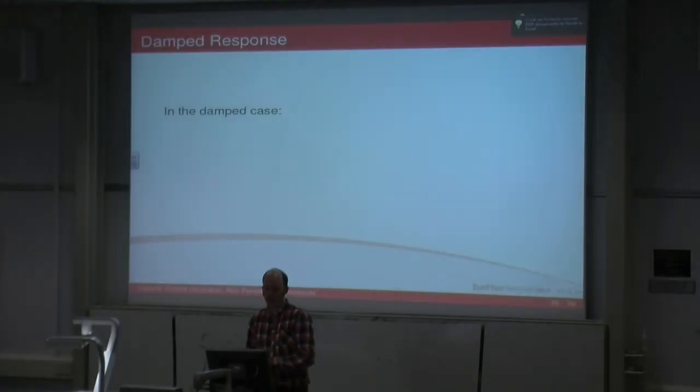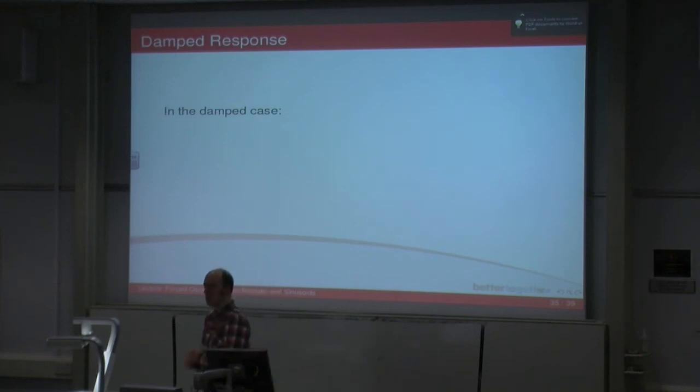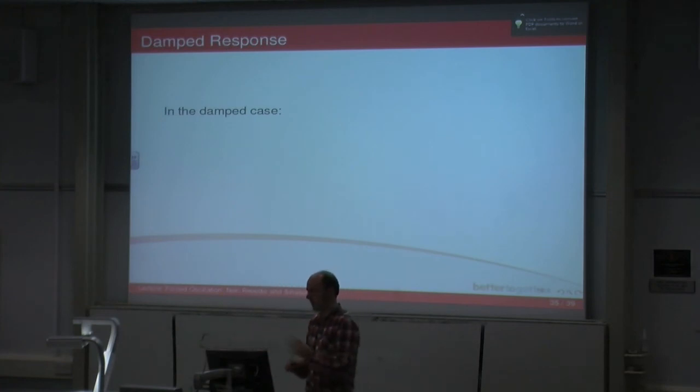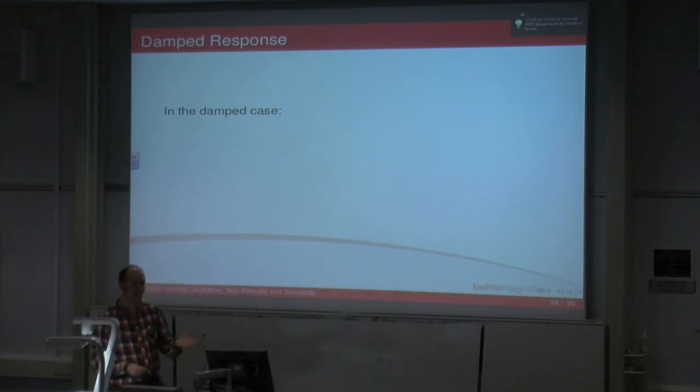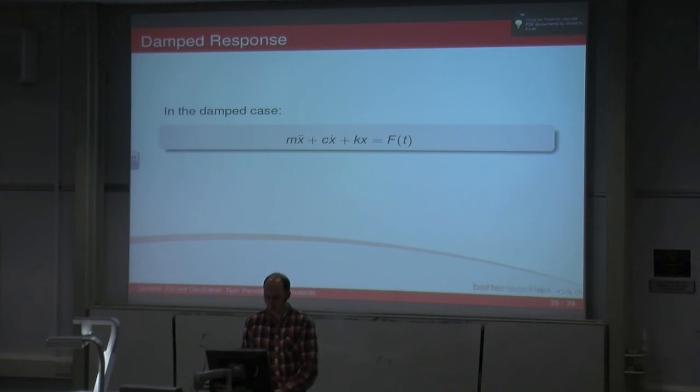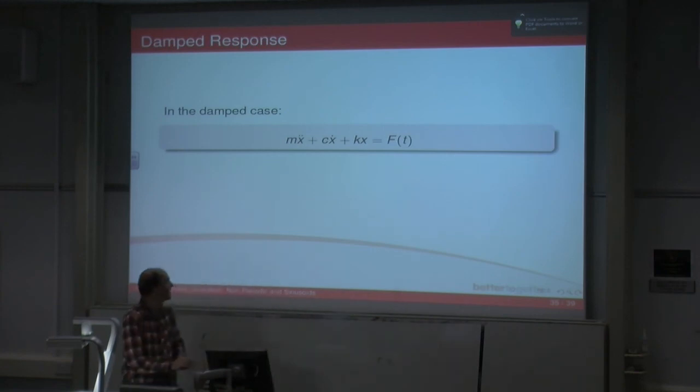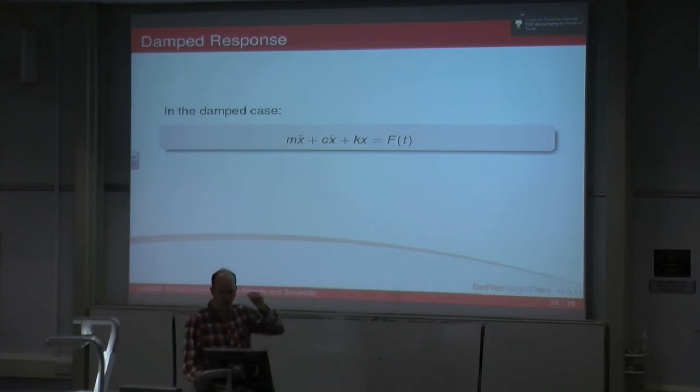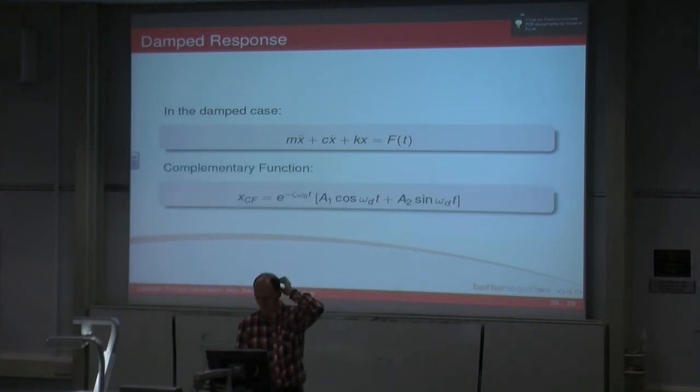We're going to look at the damped response. All the previous examples that we looked at were the undamped case, where our equation of motion had no damping at all. It was m x double dot plus kx equals our forcing function. Well, now we're just going to look at the damped situation. So in the damped case, we had m x double dot plus c x dot plus kx equals f. This is a damped situation. We've got a c term.